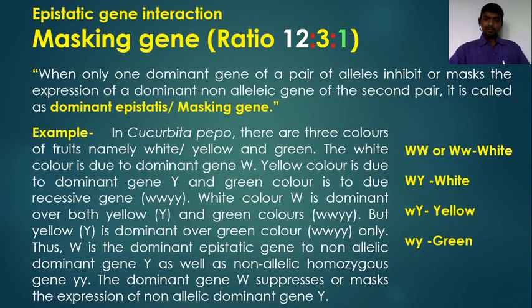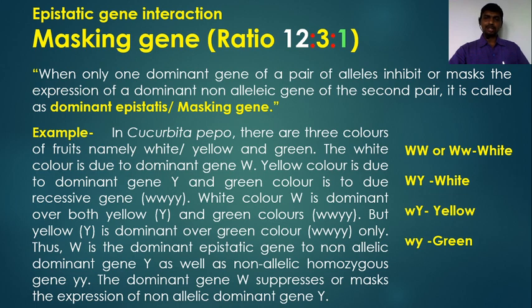Yellow Y dominates over the green. So when the W is dominant, it inhibits or suppresses the expression of the dominant Y gene, which stands for yellow color. So the phenotypic expression is white because of the presence of the dominant W gene.